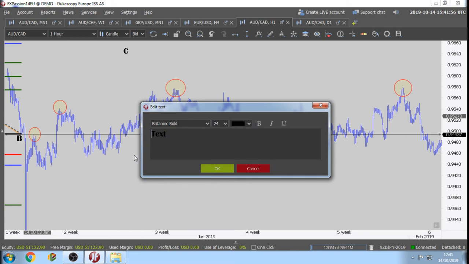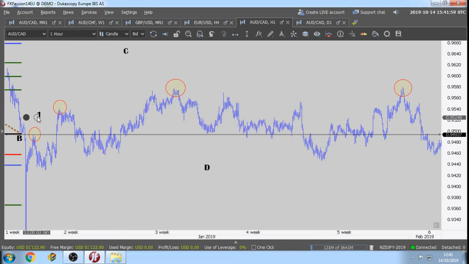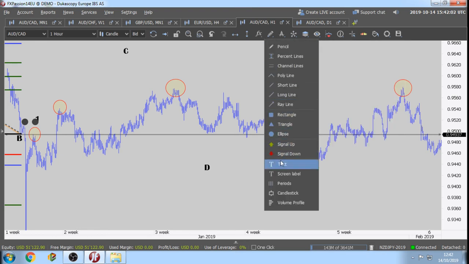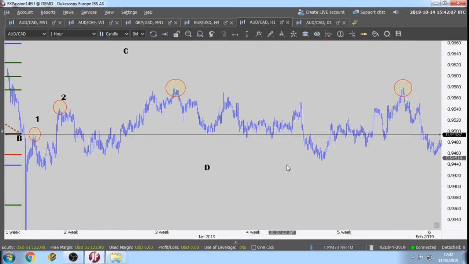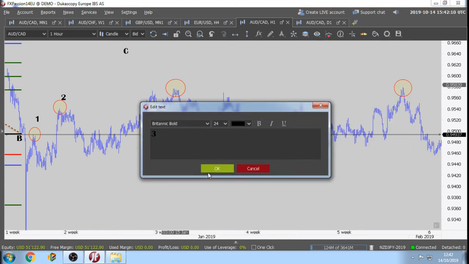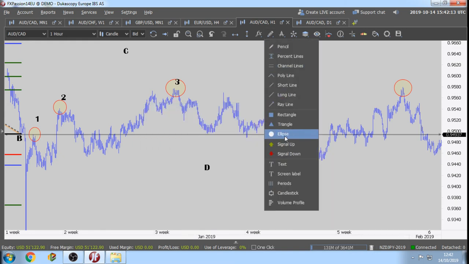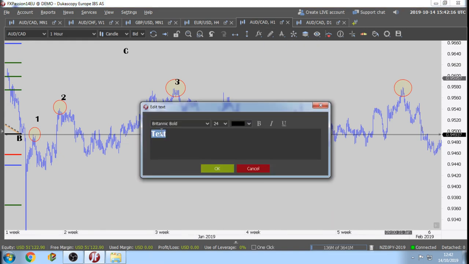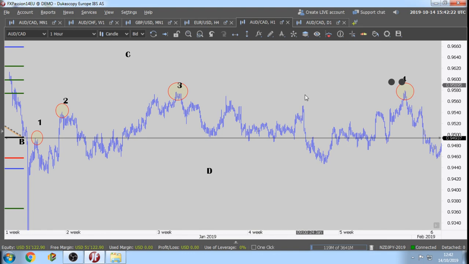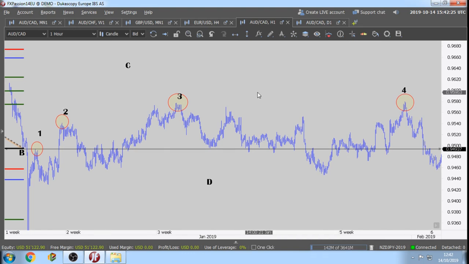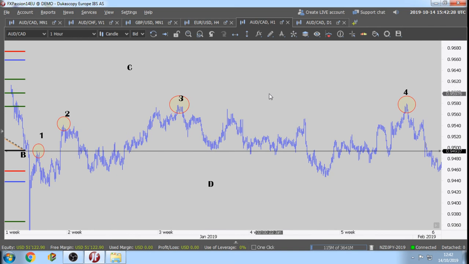Is the circle number 1 our C? Here on the left, is the circle number 2 our C? Is the circle number 3 our C? Or is the circle number 4 our C? Right? I'm not going to tell you that there is no right or wrong, because in this example only one is right, the other three are wrong.